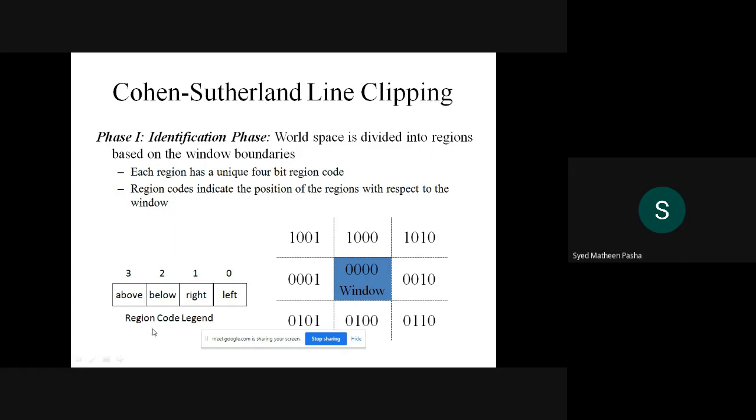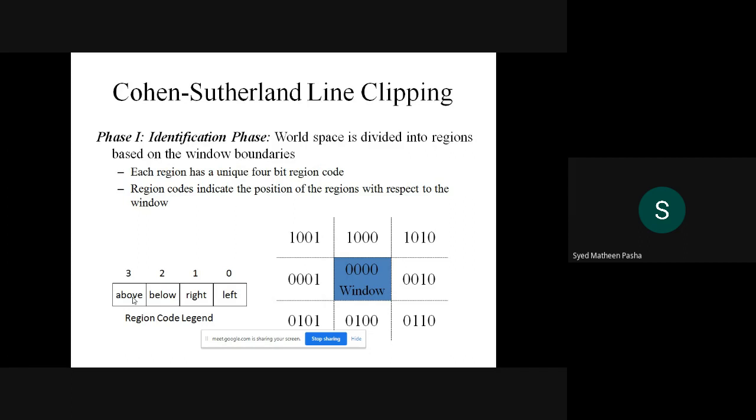Then you can check here how the region code is given, how it is named. The first bit, the first number, is for the left part of that particular region. The second is the right, the third is below, and the fourth is above. This tells us each region code's definition: the left, right, below and above of that particular region. This is just the presentation of the region code. So what happens in the identification phase?